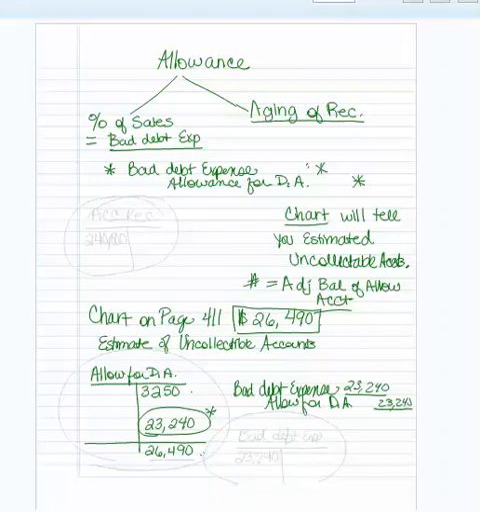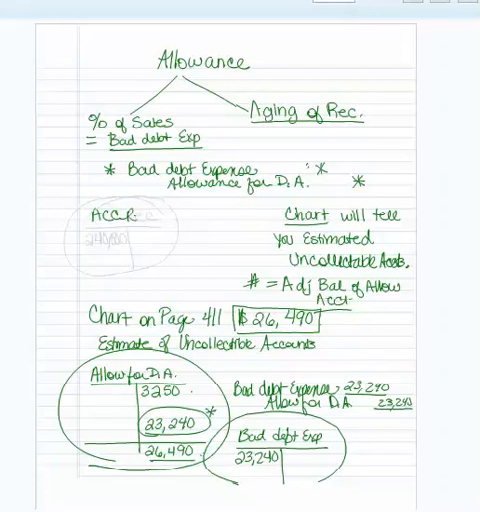And when you post that adjusting entry, your bad debt expense for the year is what? For the whole year, what's your bad debt expense? $23,240, okay? Your adjusted balance of allowance for doubtful accounts is how much? $26,490. And then accounts receivable hasn't changed. It's going to be $240,000.